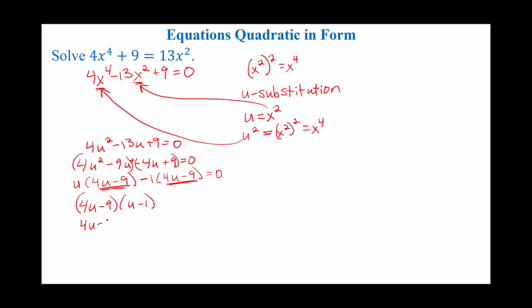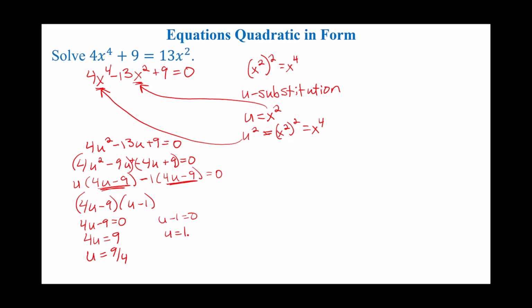So 4u minus 9 equals 0, or u minus 1 equals 0. The first one gives us 4u equals 9, and u equals 9/4. And the second one gives us u equals 1. So I've solved for u, but I need to solve for x. The original equation wants me to solve for x.